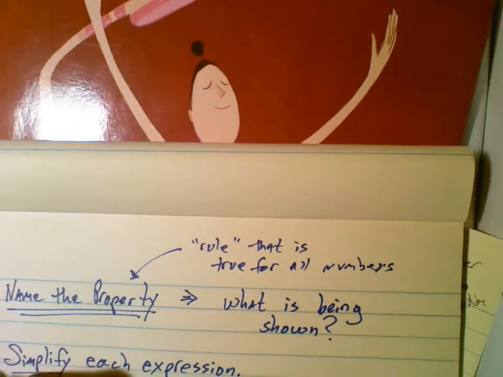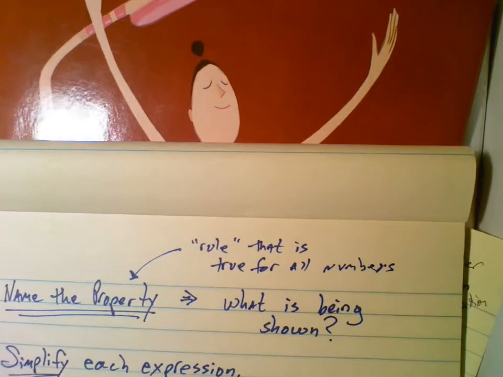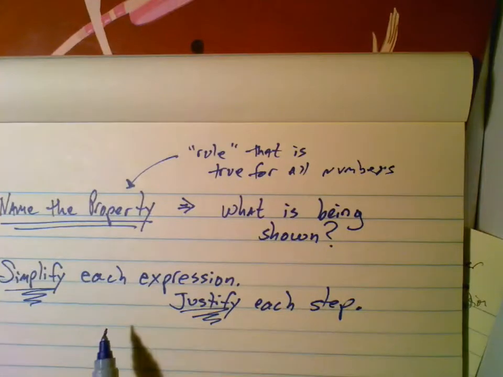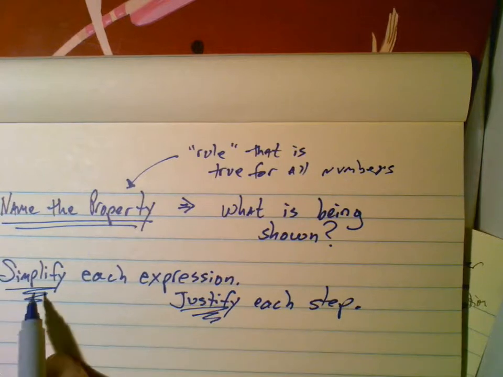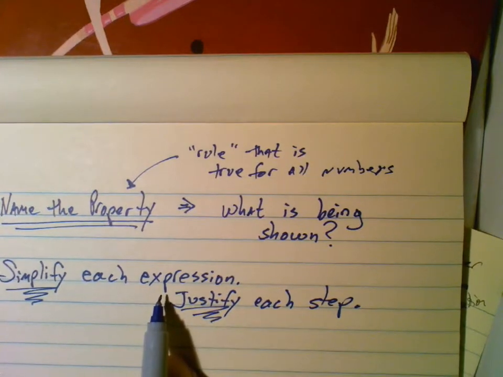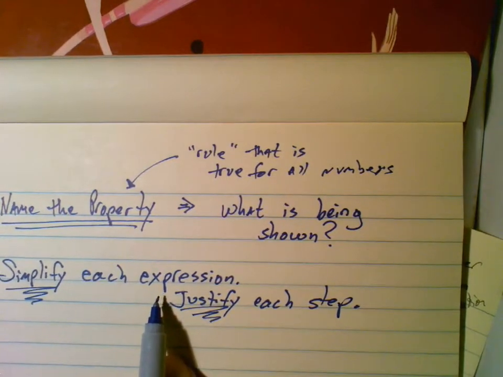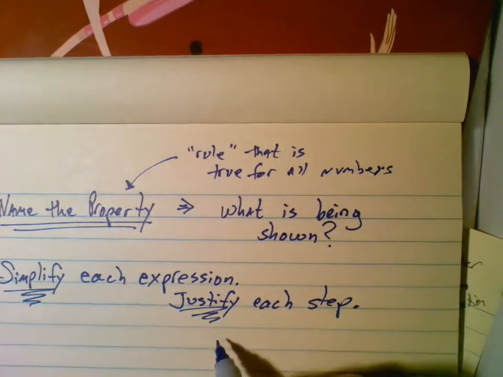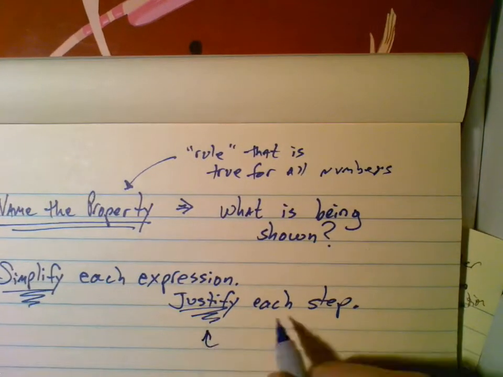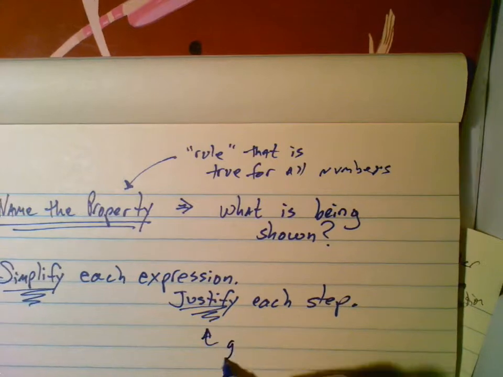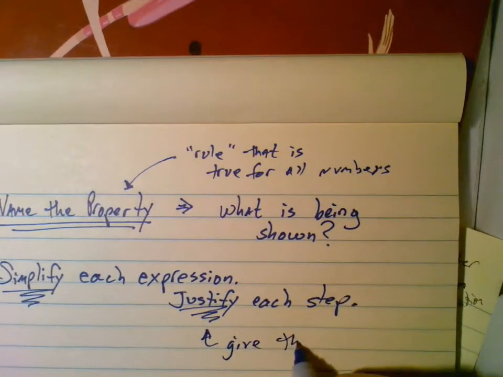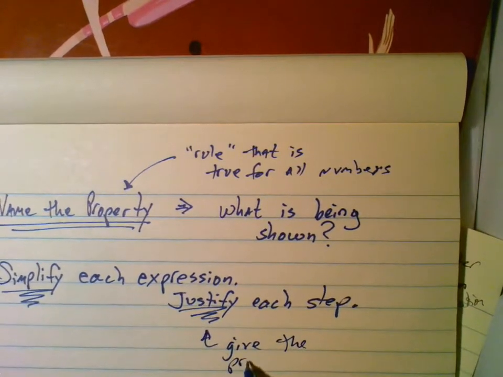The other direction you have is to simplify each expression, justify each step. Simplify expression meaning, get to the answer step by step, and then for each step, give the property. So when they say justify each step, that means give the property you're using.